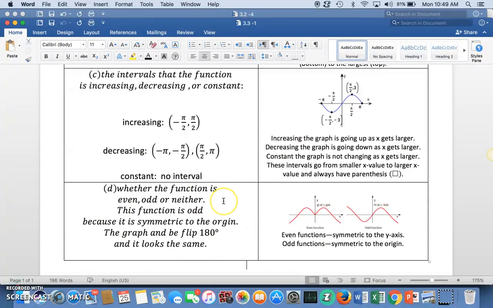So this is an odd function because it is symmetric to the origin. Odd function, symmetric to the origin.